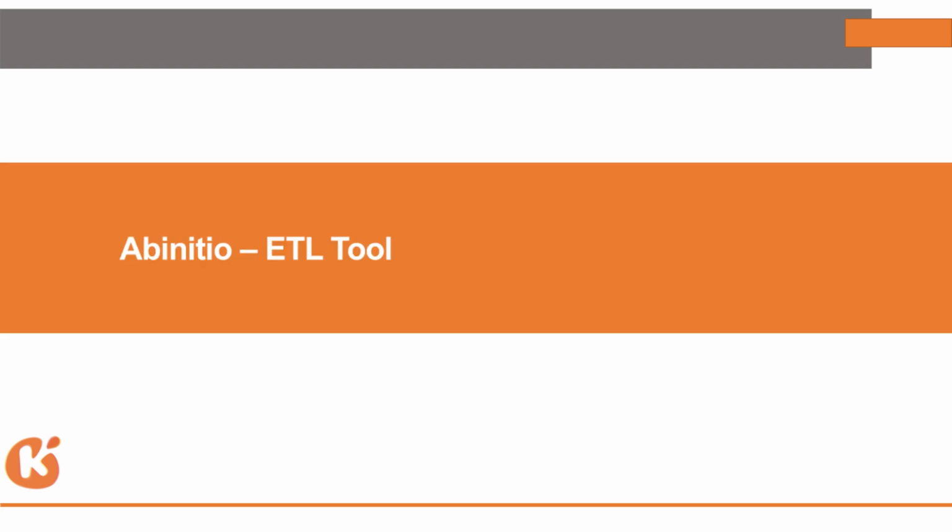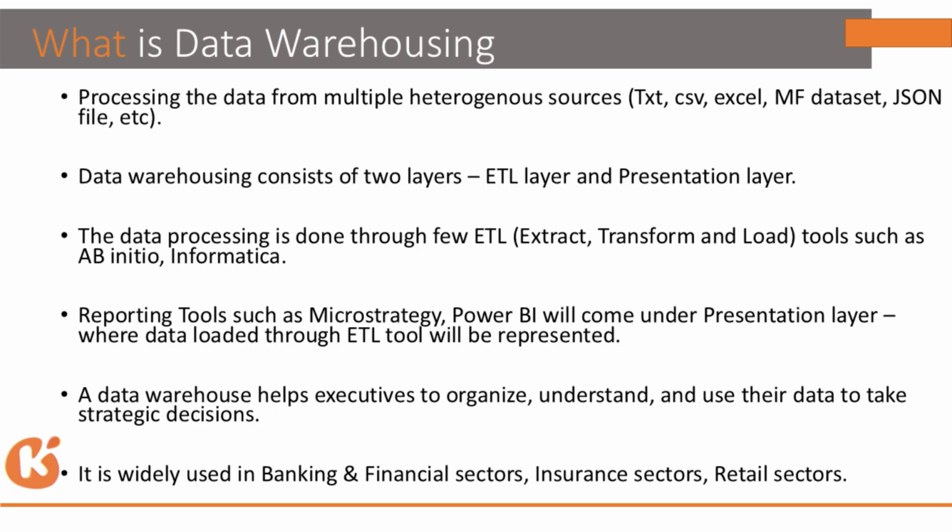So data warehousing. Data warehousing is nothing but, as the name says, it's working on data. Warehousing means the storage. So data warehousing in the sense getting the raw data from multiple sources. Like it can be a text file, it can be a database table, or it can be an Excel file, it can be a CSV file, it can be a mainframe data set, whatever.